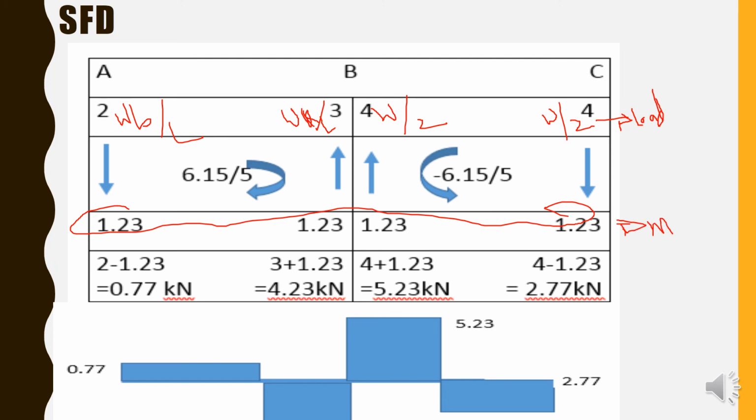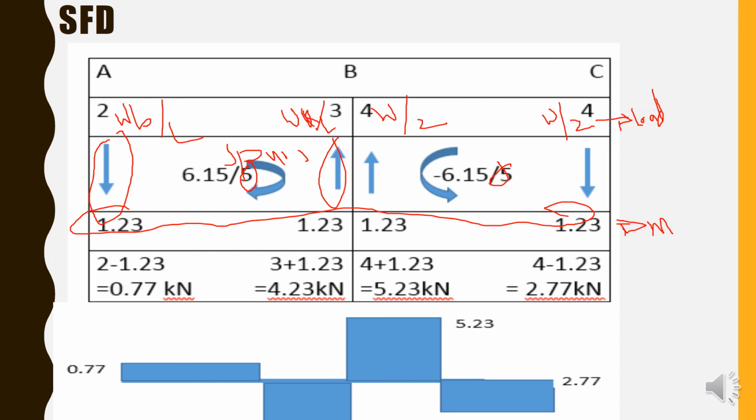Now how is it calculated here? We have 6.15 in the anti-clockwise direction, so the resisting force will be in the anti-clockwise direction. Likewise, 6.15 in the anti-clockwise has a resisting force in the clockwise direction. The span of the beam is 3 plus 2, which is 5, and here 2.5 plus 2.5 is also 5. So 6.15 divided by 5 comes as 1.23. Similarly, it will be 1.23 and 1.23.